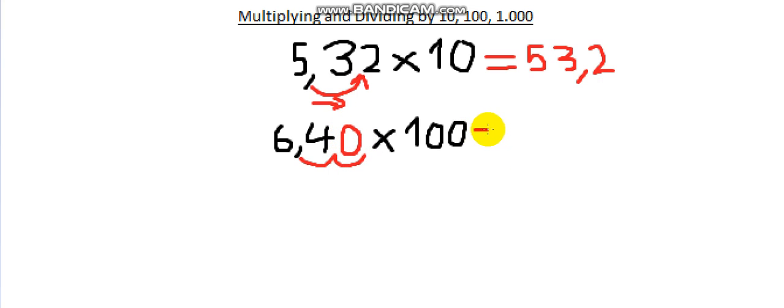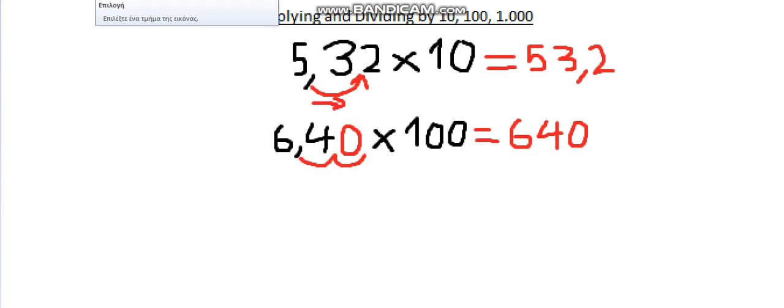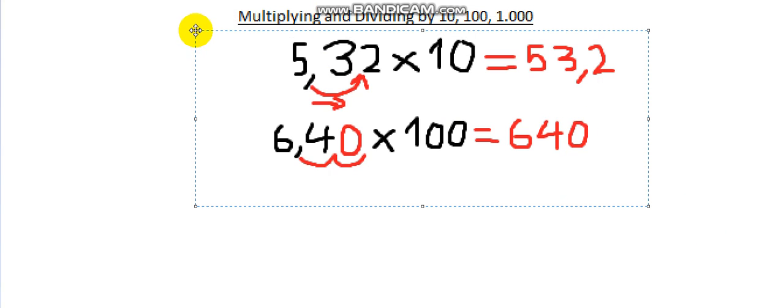And my result would be, let me rewrite this, 640. And now because my comma would go here at the right end of the number, I can just delete it. I don't have to write it. And so my result would be 640. Let's see, the same goes for 1000. It would just move 3 spaces to the right instead of 2 or 1 as we showed.